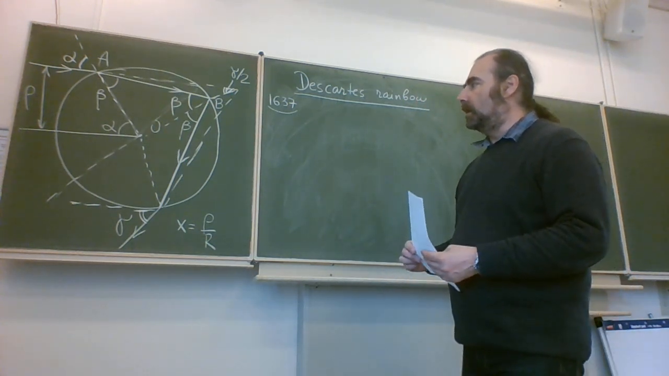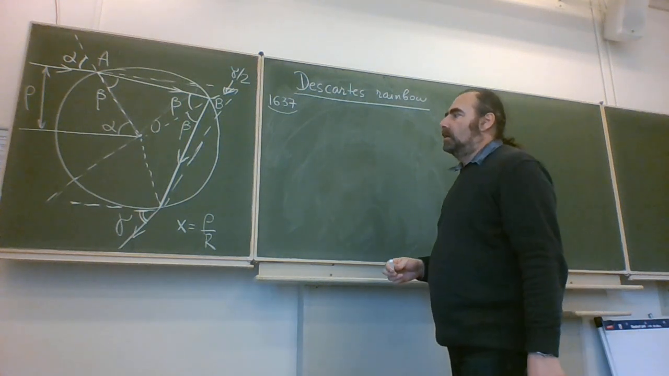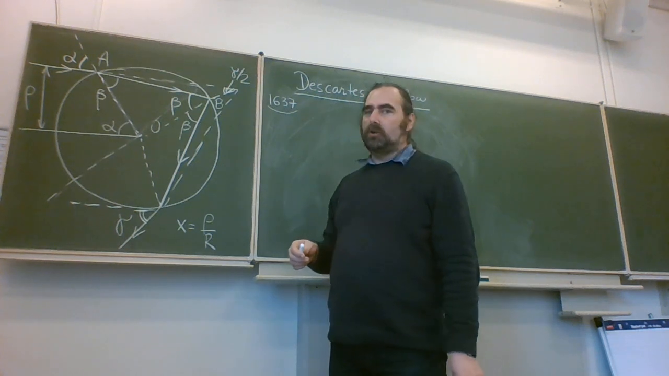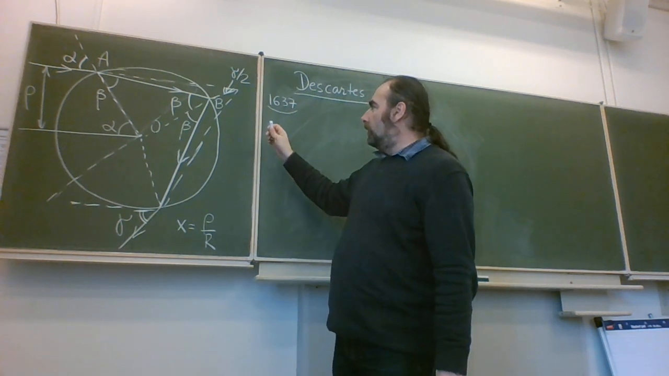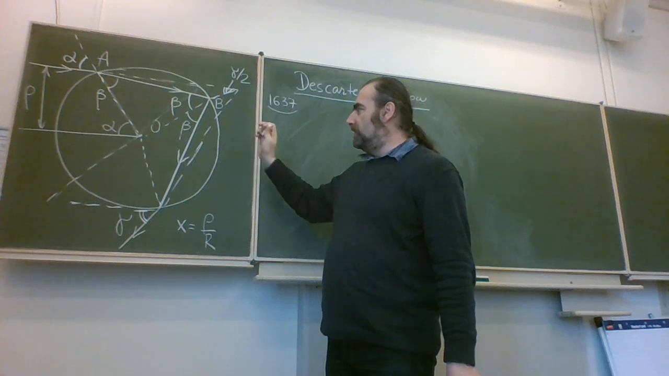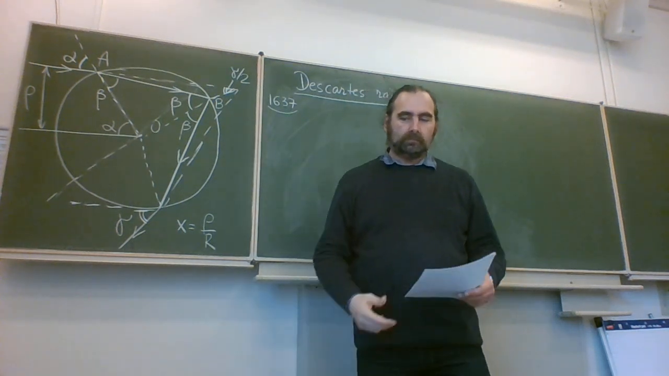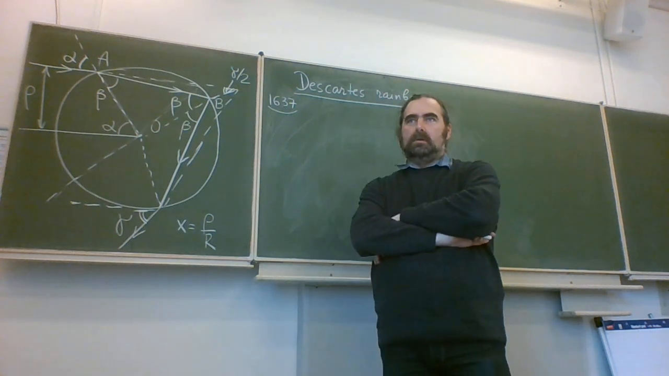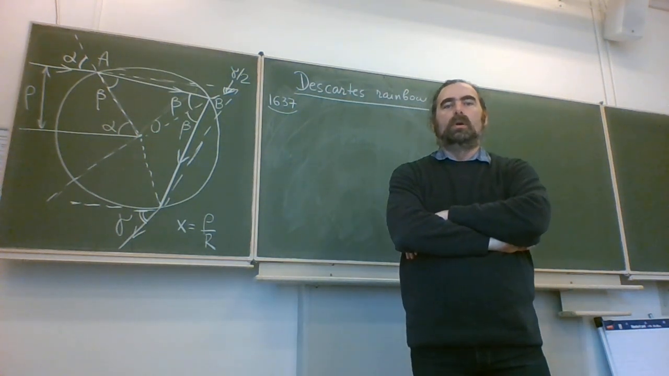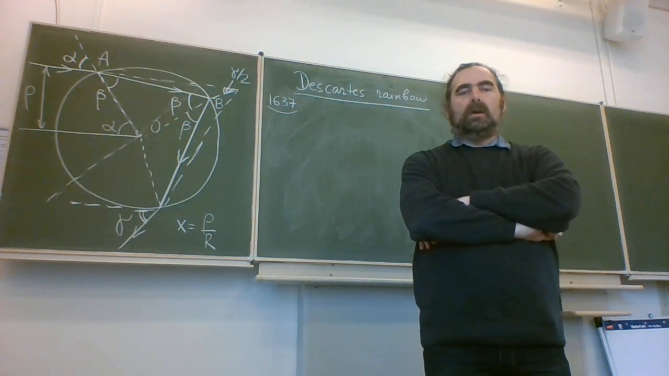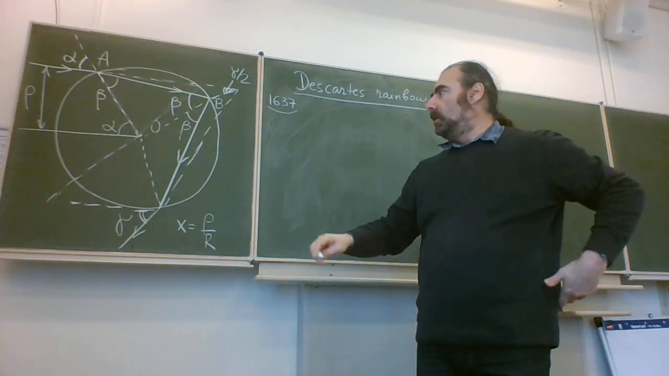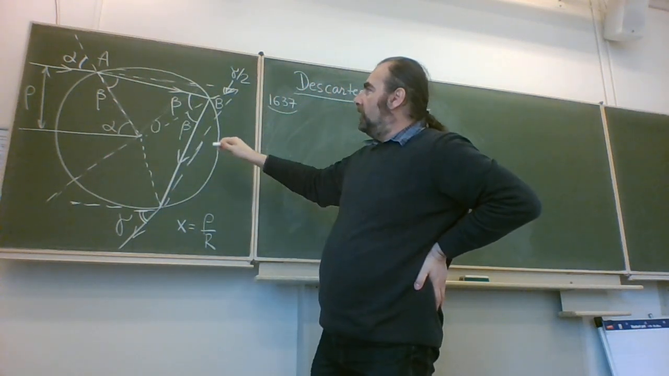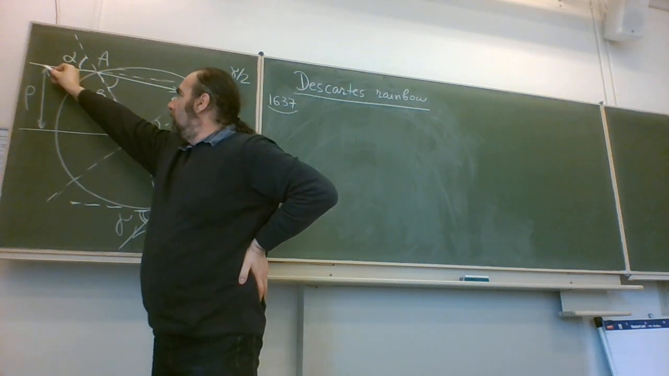So the idea of Descartes was that the rainbow comes from the refraction of light. And this is what this picture shows here. Now we need rain to see the rainbow, and if we have rain, we have water droplets in the air. And this picture shows one water droplet. And here the ray is coming from the left.